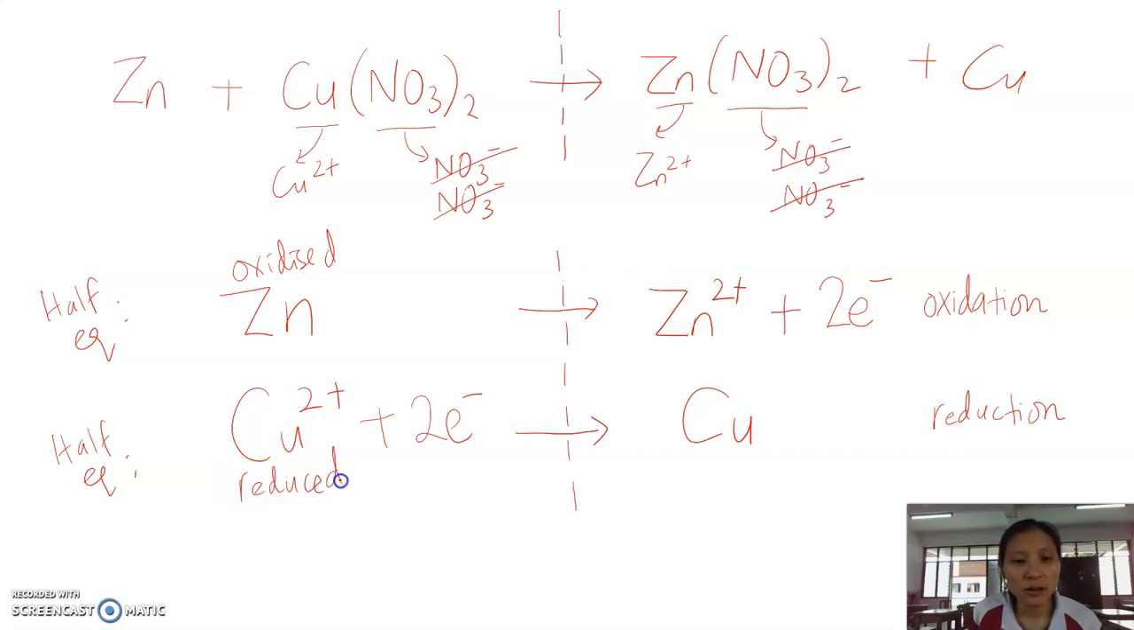Then we also know, because of the opposite, if zinc is oxidized, therefore zinc is the reducing agent. And if Cu2+ is reduced, then Cu2+ is the oxidizing agent. Remember, agent is the opposite. Okay, so that's all for now. Thank you.